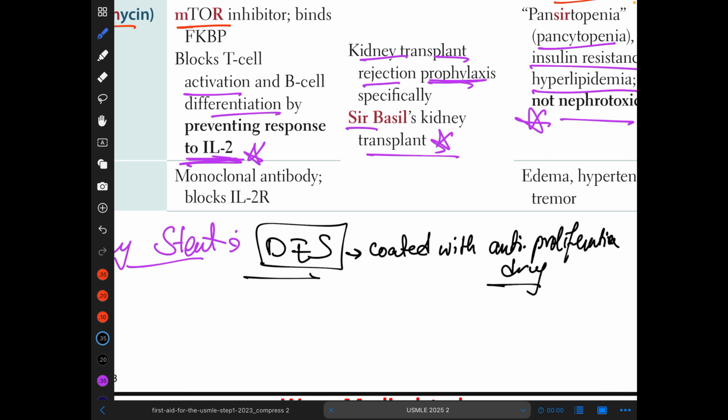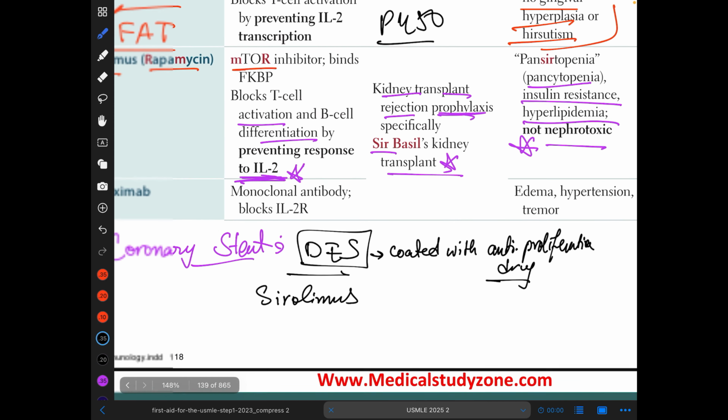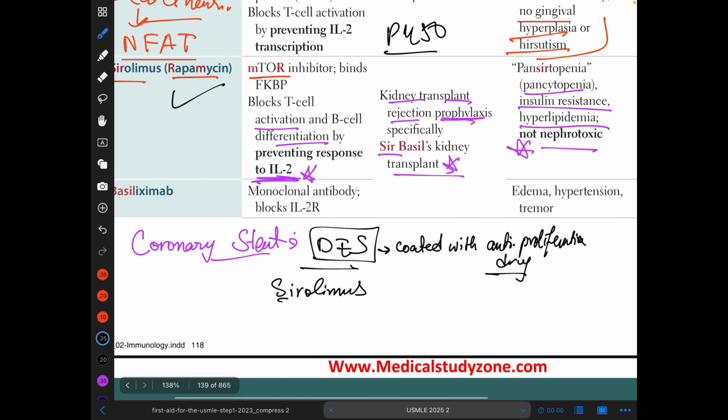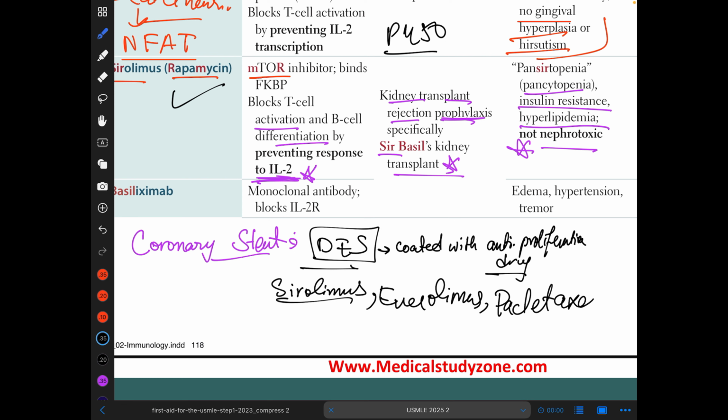And mostly the drugs used there are sirolimus, rapamycin, which we already covered, the second azathioprine, and paclitaxel. These are the drugs mostly used for the coating of drug-eluting stents.